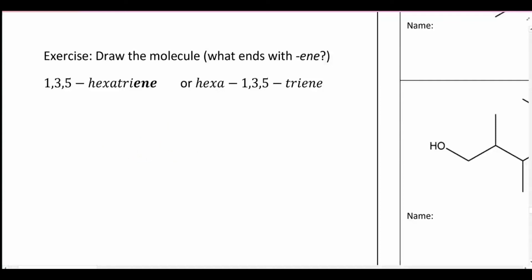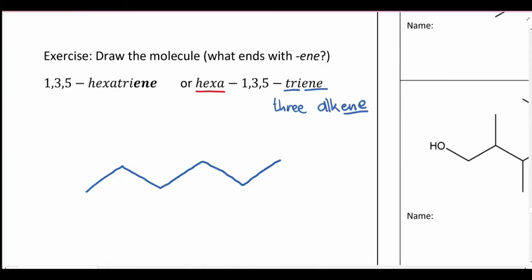Alright, so hopefully you figured out your answer. So hexa means that the longest carbon chain that I have is 6. So I'm just going to draw that for now. 1, 2, 3, 4, 5, 6. I have a tri, that means I have 3 of something. And I have 3 of a functional group that ends with an ene. So I have 3 alkenes. And they're located in position 1, 3, and 5.